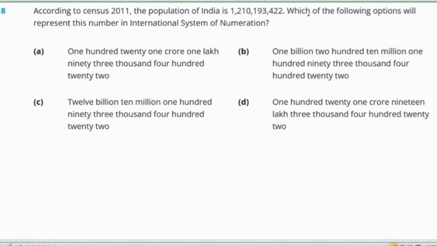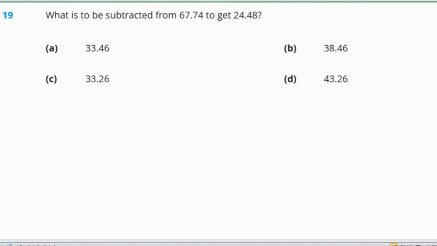As we all know, in the international number system, we go like ones, tens, 100, 1000, 10,000, 100,000, million, 10 million, 100 million, and billion. So let's see what the number name should be. That has to be 1,210,193,422. Option B is showing exactly the same. Got it? So option B is our correct answer. Now let's move to the next question.